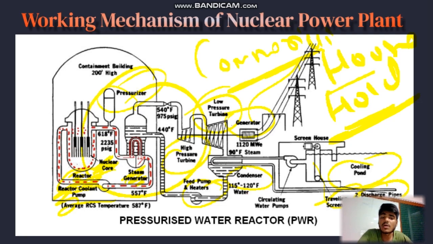So generators consist of spinning turbines. They are connected, which converts mechanical energy to electrical energy. The generator consists of a rotor and a stator, where rotational motion induces the electric current in the stator.